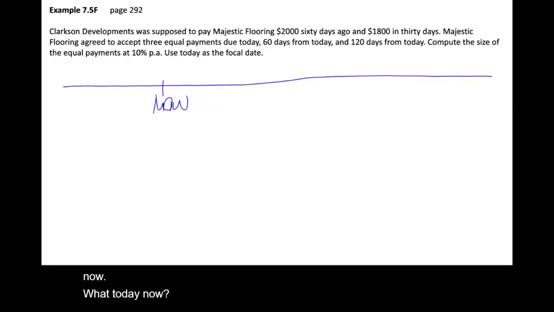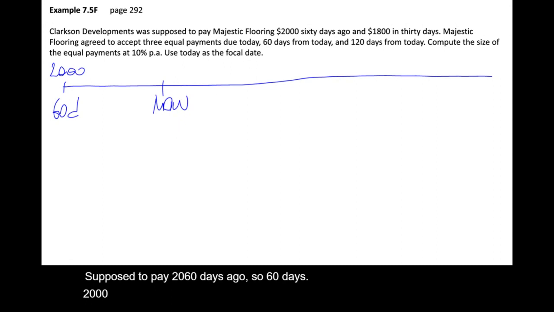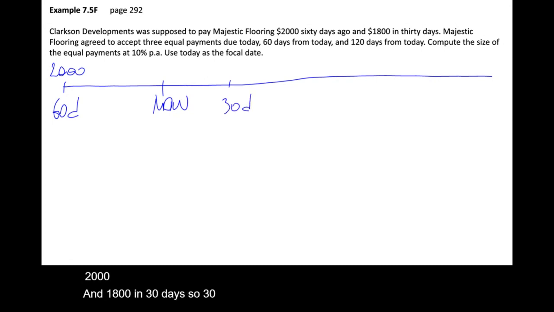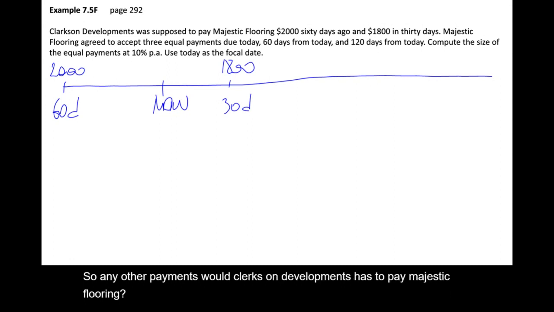So let's analyze. Supposed to pay 2,000 60 days ago. So 60 days, 2,000. And 1,800 in 30 days. So 30 days, 1,800. So any other payments that Clarkson Developments has to pay Majestic Flooring? Oh, that's it.